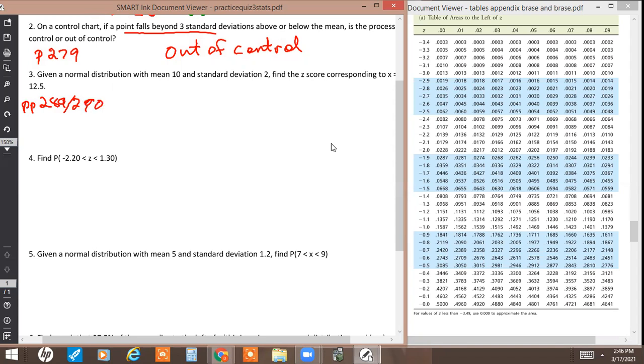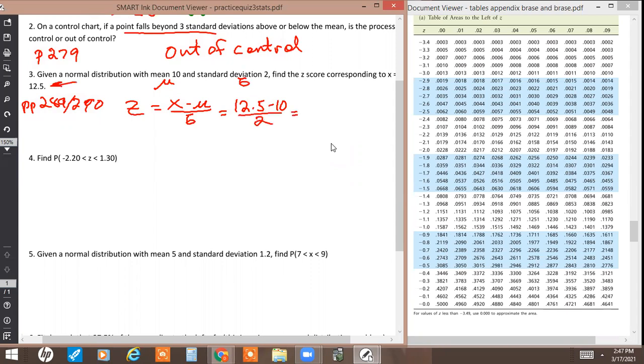All right. The mean mu is 10. Standard deviation sigma is 2. We want to find the Z score. Notice that your X value is 12.5. The formula we're going to use is on page 289. Z equals X minus mu divided by sigma. So that's going to be 12.5 minus 10 divided by 2.